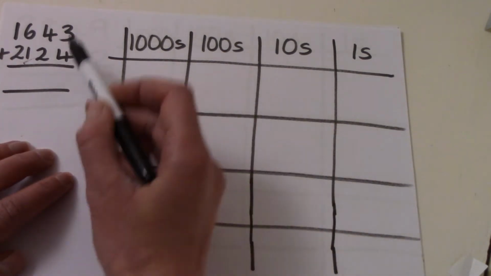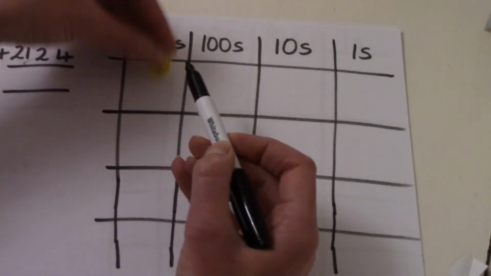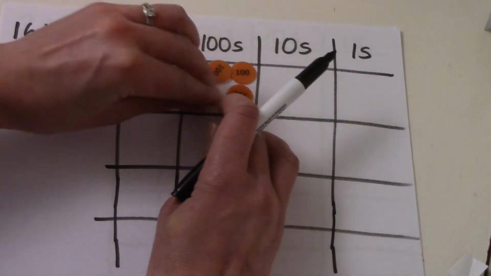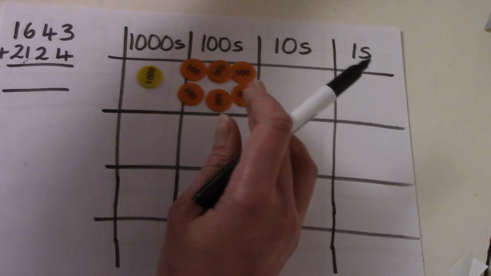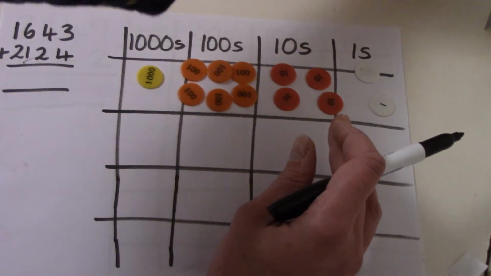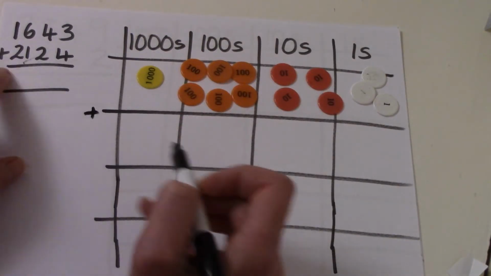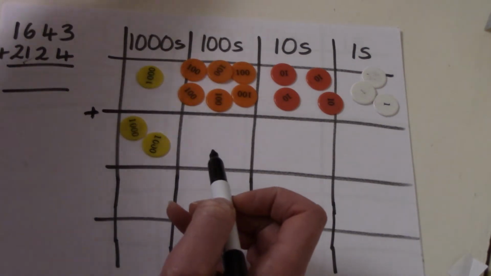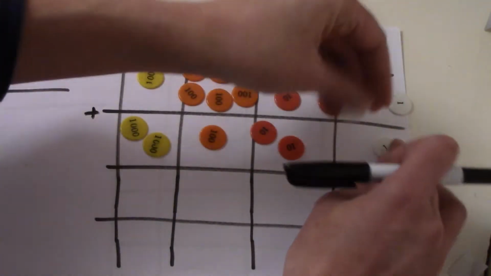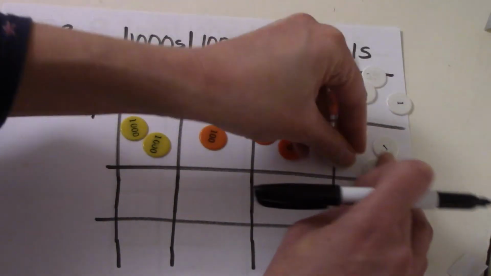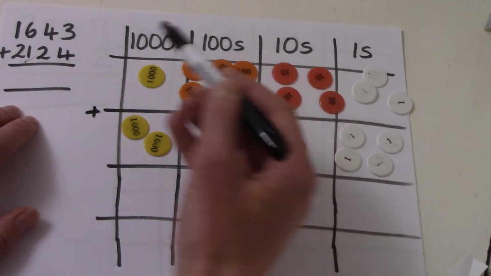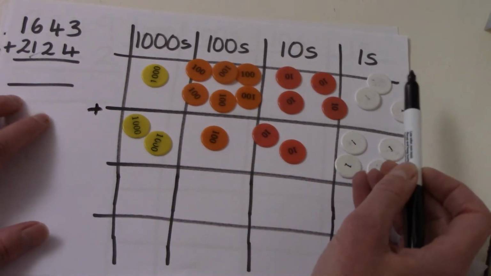So I've got my grid set out, I've got my number here. All I need to make sure I do is represent the numbers in my place value grid. So you can see the top number is 1,643, and I'm going to add to that 2,124. Okay, and we need to make sure that we're adding from the least significant digit all the way to the most significant digit. So we start on this side of the calculation.